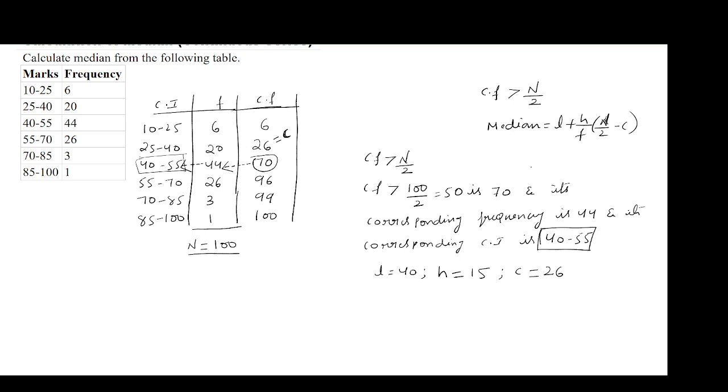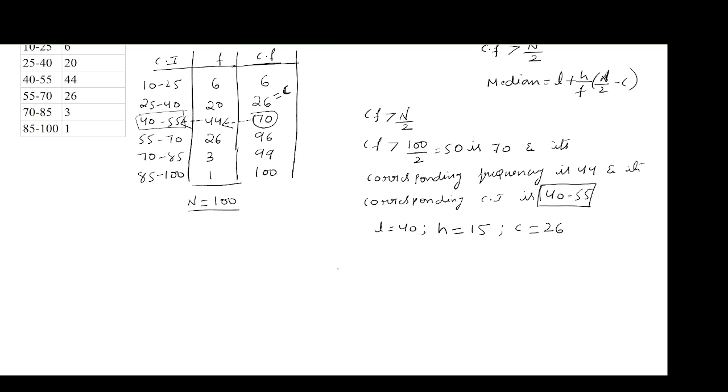Now once I have all the values, I can directly apply them in the formula. So once again I'll write the formula here. Median is equal to L plus h by f into n by 2 minus c. So L is 40, h is the width of the median class, that is 15, divided by f. f is the corresponding frequency value, which is 44.